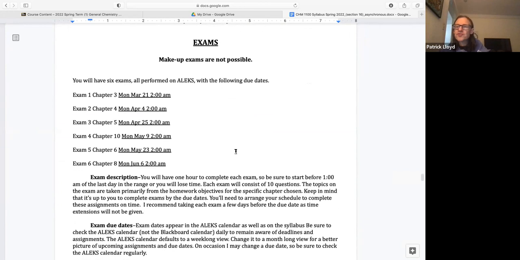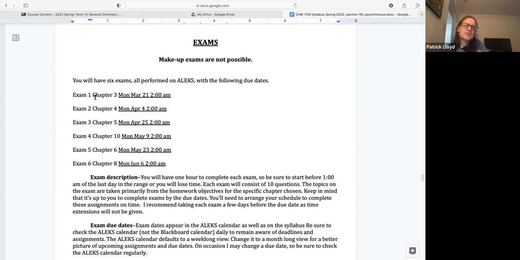There are exams also in Alex. Again, there's no makeup exams. You've got to have them done on time. So I recommend doing them early, a day or two early, just to be sure. You never know, you might get ill or something happens at home or at work and you can't get in. So do it early. You don't want to push it off. You can't do the exams late.